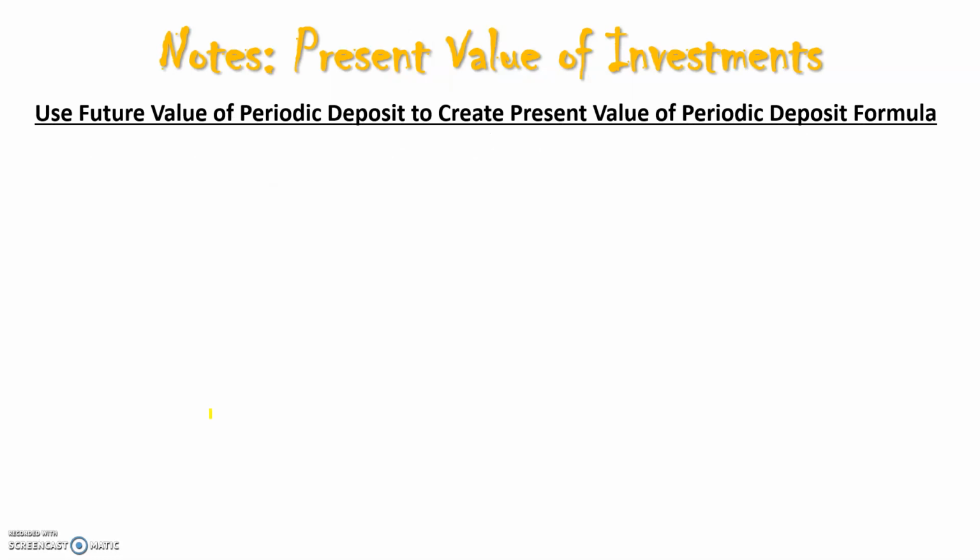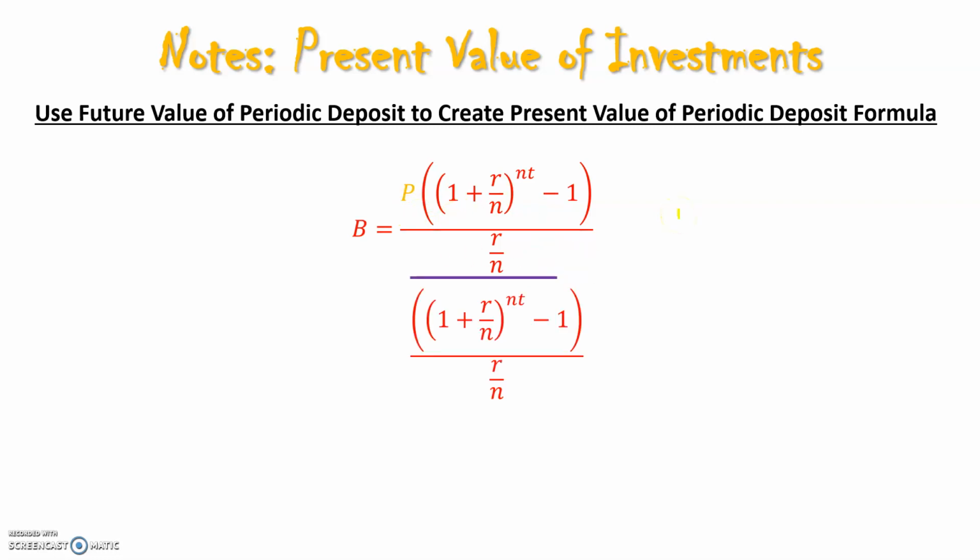All right, now we're going to take a look at creating a present value for a periodic deposit. So we're going to be using the future value of a periodic deposit formula to create the present value of the periodic deposit formula. Now, if you remember correctly, the periodic deposit formula looks like this. And we're going to do something similar as what we did on the first one. We're going to try to get our principal P, aka our present value, by itself. We can see that it's being multiplied, so we'll divide by everything else.